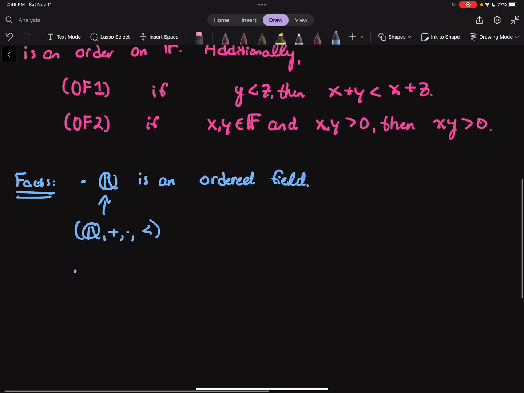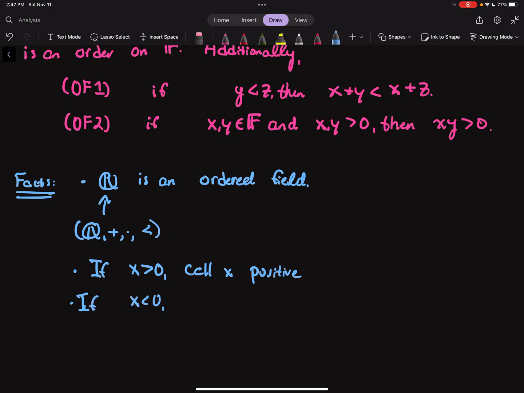What else? If x is bigger than 0, call x positive. If x is less than 0, call x negative. I guess this is more of a definition than a fact, but that's fine. Okay, so Q is an ordered field. I'm not going to prove that, but it's true.